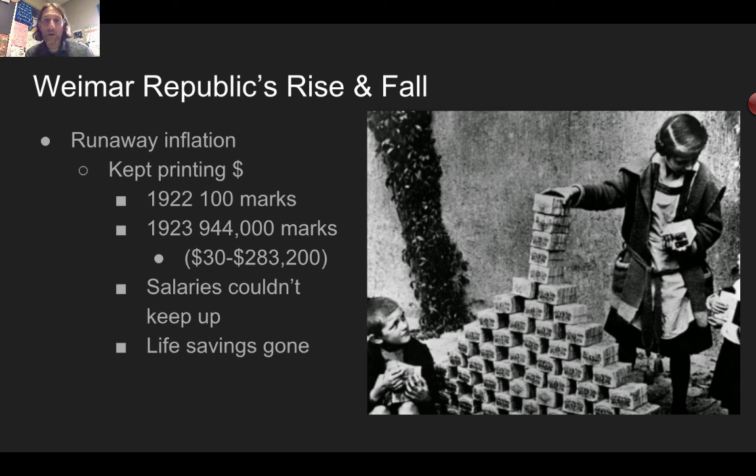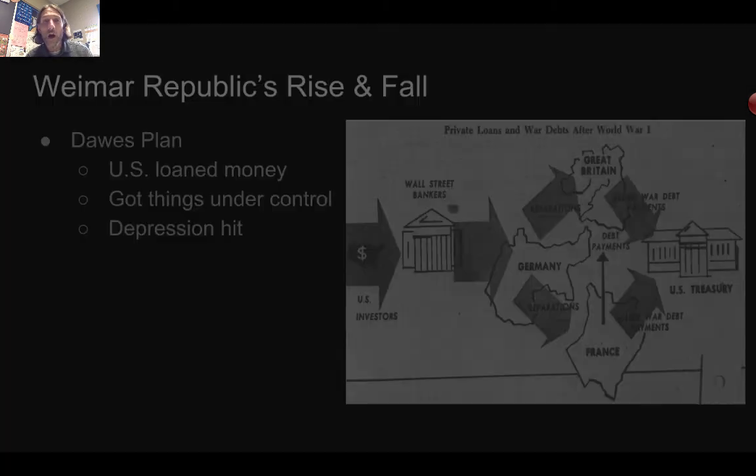You fill up your car after school today, and it's $30. Then next year, you go to fill up your car, and it costs you $283,200. The real problem here is even though salaries are increasing, they can't keep up with the rate of inflation. And so people can't afford to buy necessities, and their entire life savings is gone.